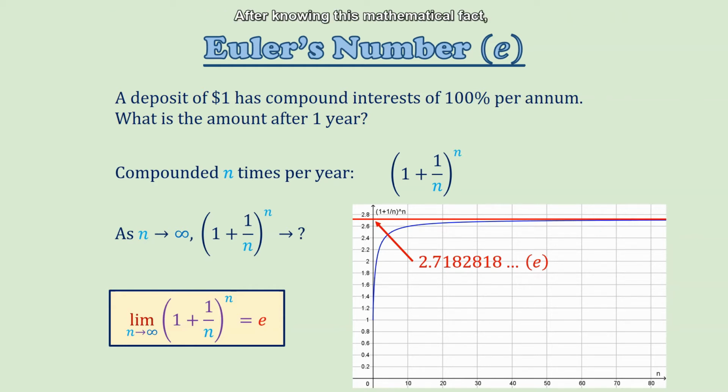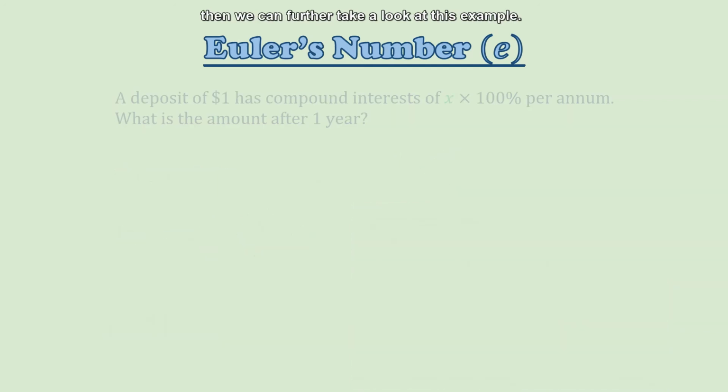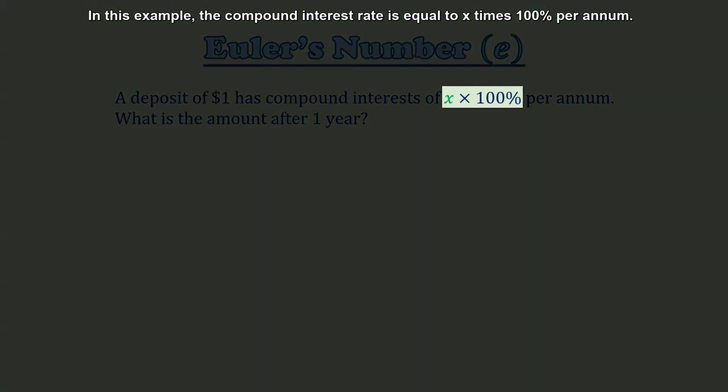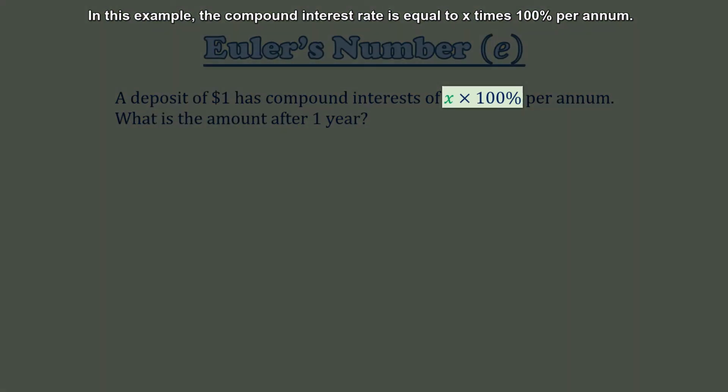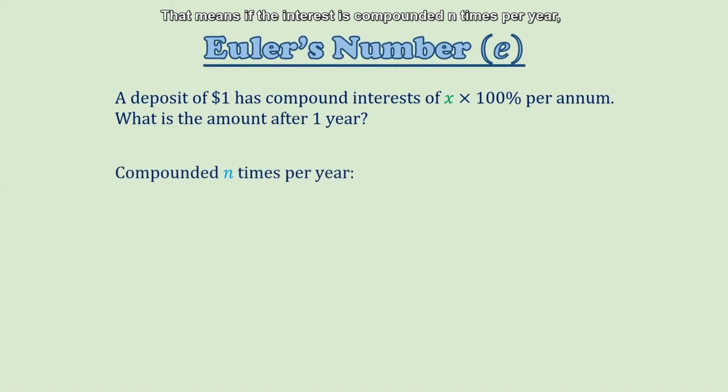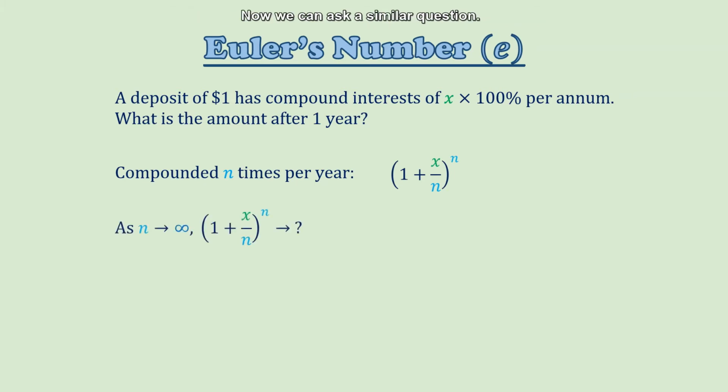After knowing this mathematical fact, we can further take a look at this example. In this example, the compound interest rate is equal to x times 100% per annum. That means if the interest is compounded n times per year, then the amount that I can get is equal to (1 + x/n)^n. Now we can ask a similar question. As n approaches infinity, what should be the limit of this expression?